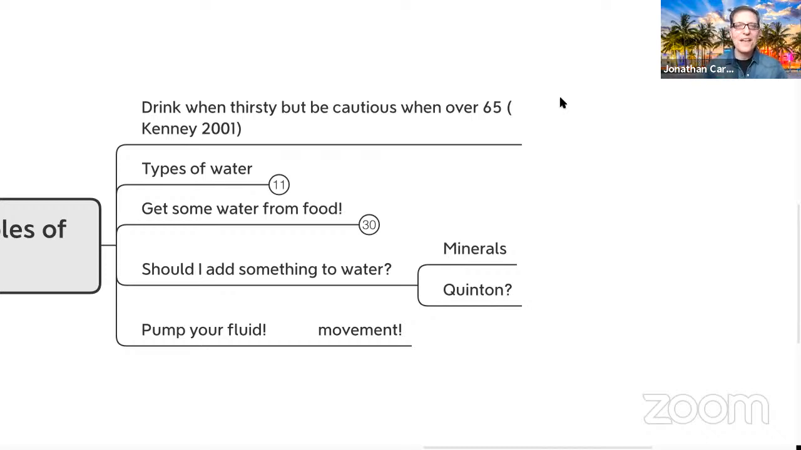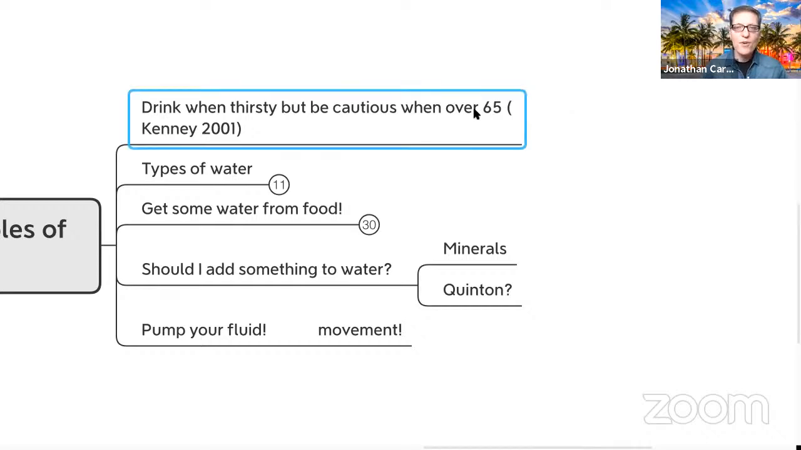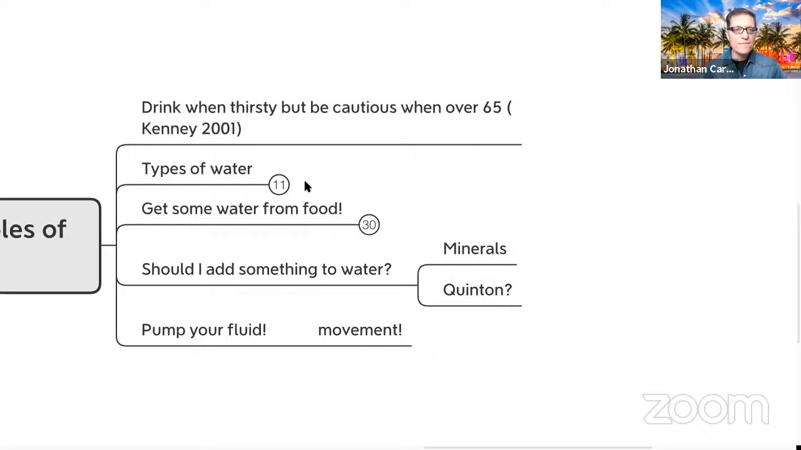Obviously, you need to drink water. Drink when you're thirsty, but when you're over 65, you do have to be a little bit more cautious. Your thirst mechanism is very good. Obviously, you want to make sure your urine is not too dark as another indicator. But if you are over 65, you should watch your urine color and just be cautious, because we all have a thermostat where we become thirsty. That's a little bit off when you're over the age of 65.